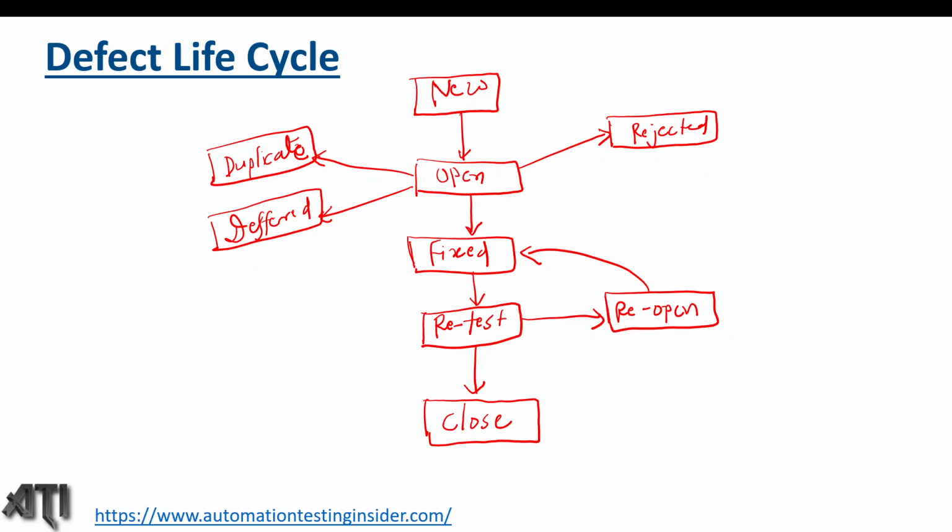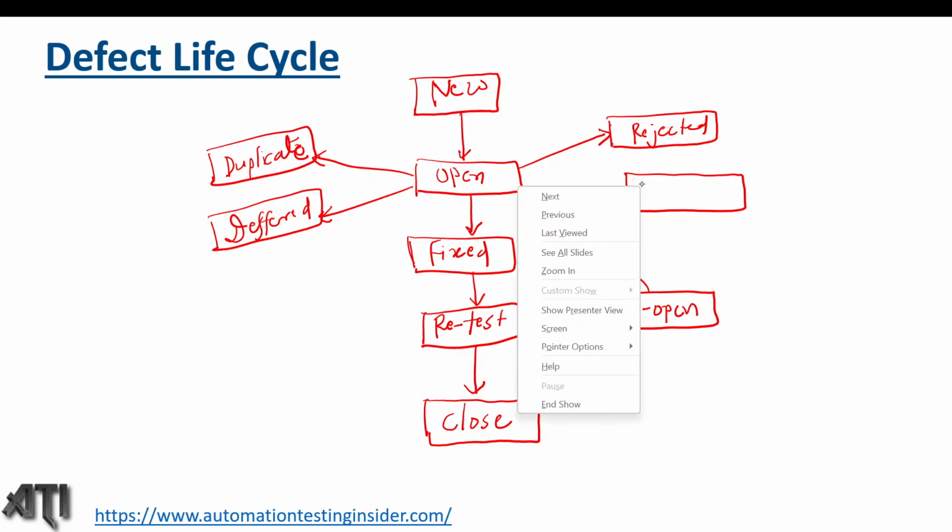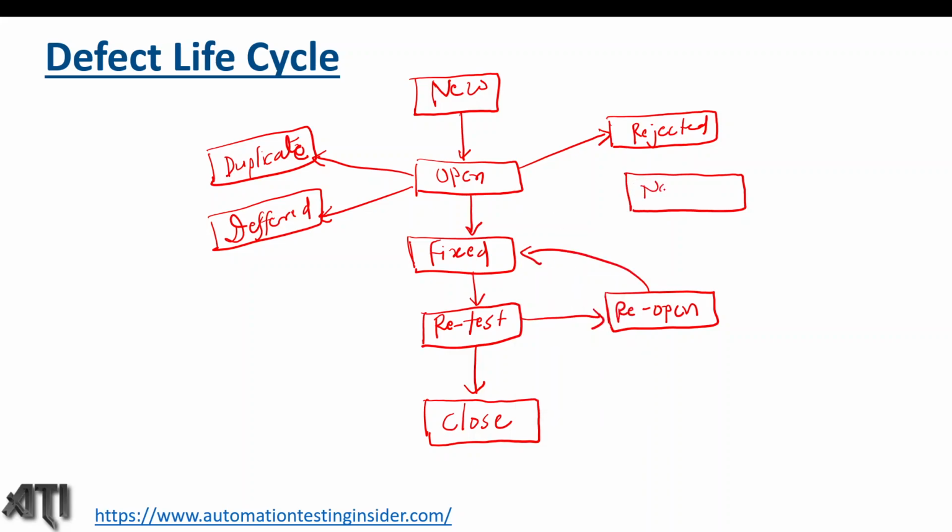Now one more status we have, guys, not a bug. So if any defect does not impact the functionality much, right? So we have another status called not a bug. So these are the various stages of a defect life cycle, guys. So this is the complete defect life cycle.